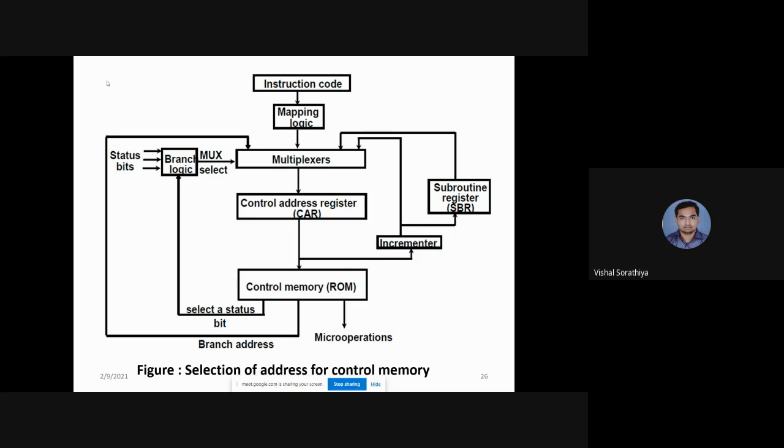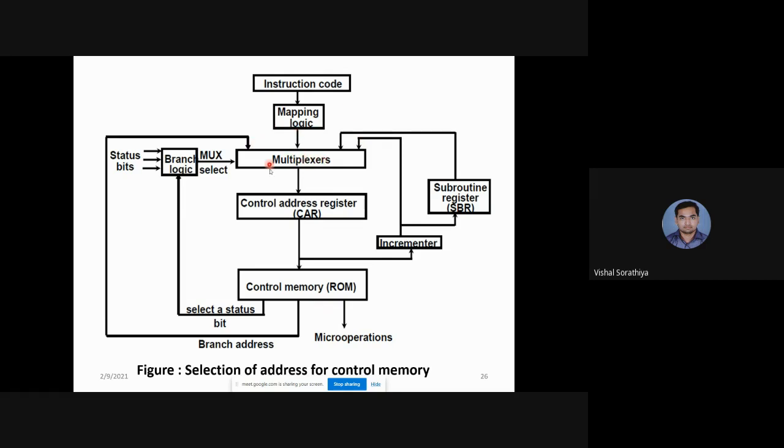Okay, so how will it work? There is one multiplexer, if you have seen. So this is a multiplexer. Its inputs are the branch address, the subroutine register, the control address register, and the mapping logic. So these are the 4 input lines in this multiplexer: branch address, mapping logic, subroutine address, and control address register.